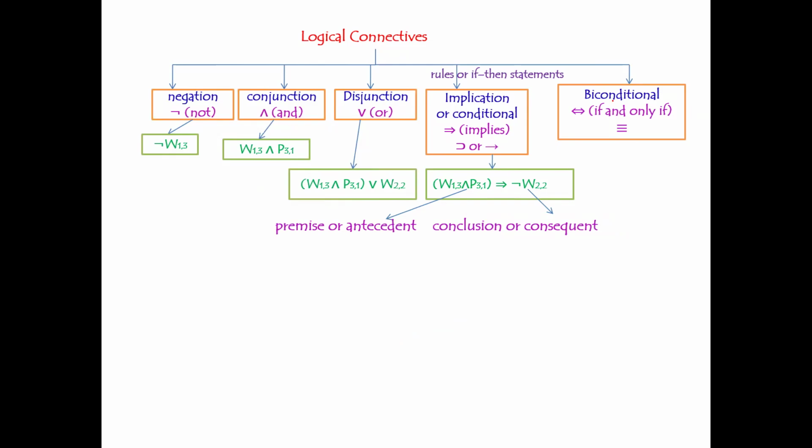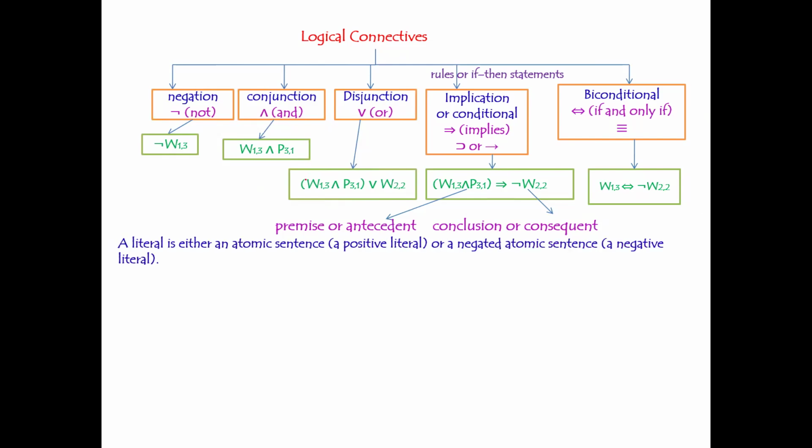The next logical connective is biconditional. This we can also call if and only if. Here is the symbol. Sometimes this can be denoted using this triple equality as well. Here is an example: W1,3 if and only if negation of W2,2.